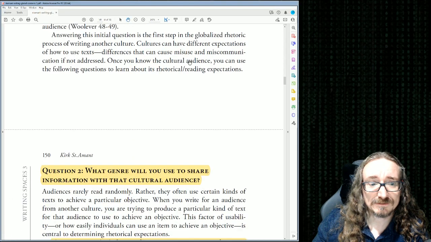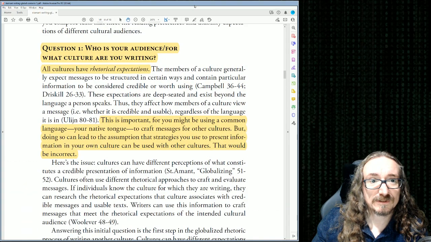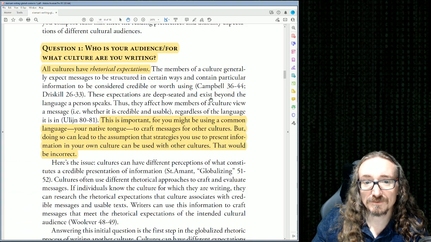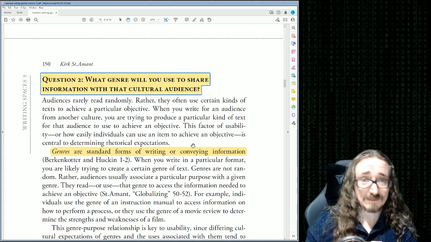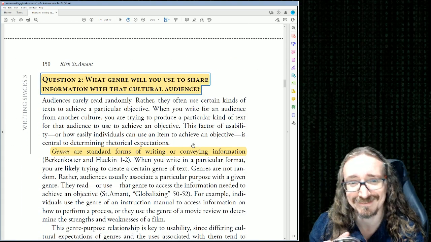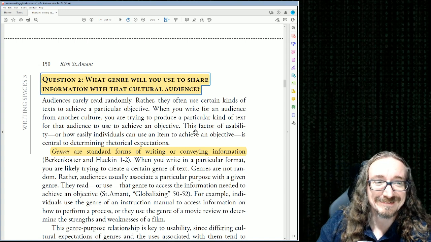Okay, so back to Saint Amant. So, first question, who is your audience and what culture are you writing for? If you said it was Japan, that's a start. You could read that guidebook. It's a place to start getting to know this audience.